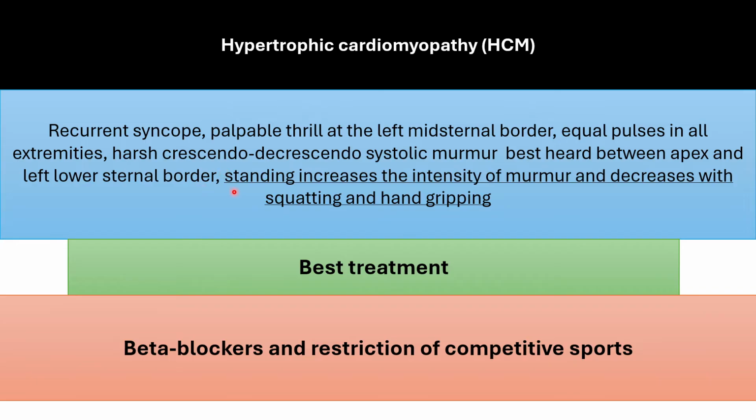Very important to know that standing will increase the intensity of the murmur, while squatting or sitting will decrease the intensity of the murmur, and hand gripping as well will decrease the intensity of the murmur. One hint to remember: standing is taller, will increase the intensity of the murmur, and squatting will be shorter, and hand gripping will be smaller. Both will decrease the intensity of the murmur. Best treatment is beta blockers and restriction of competitive sports.